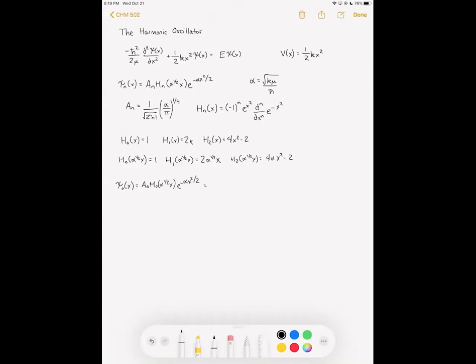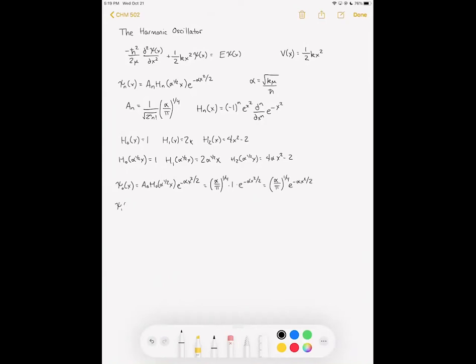So A0: if n is equal to 0, then our 2 to the n is 1, and n factorial is 1. So A0 is simply (alpha over pi) to the 1/4. Our 0th order Hermite polynomial is just 1, and then we have e to the minus alpha x squared over 2. So our total wave function, eigenfunction solution here is (alpha over pi) to the 1/4 times e to the minus alpha x squared over 2.